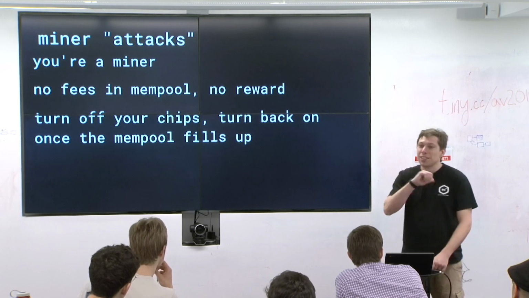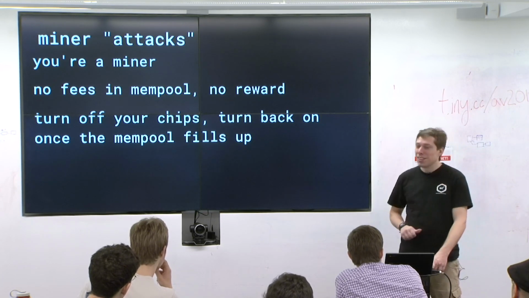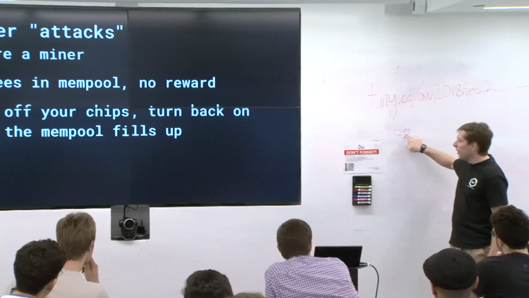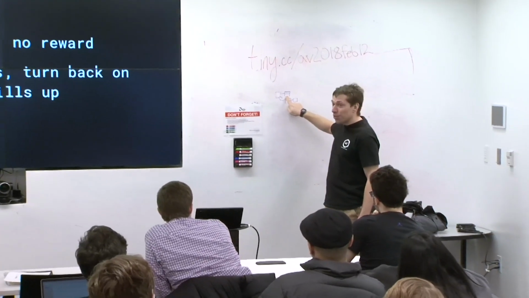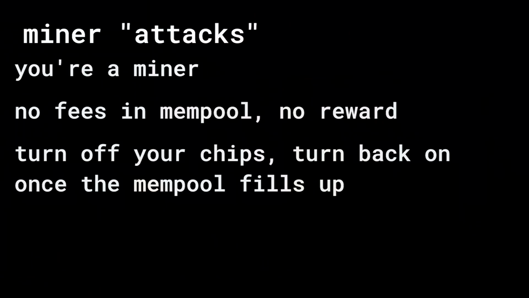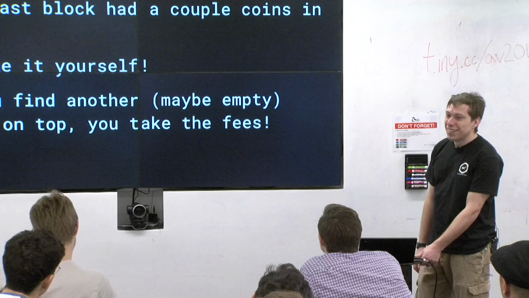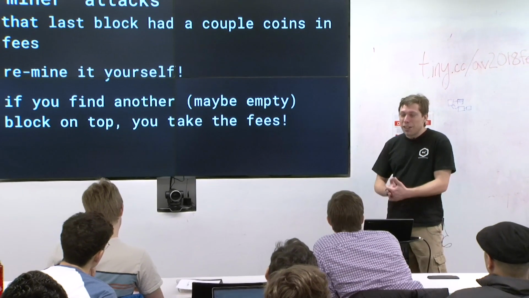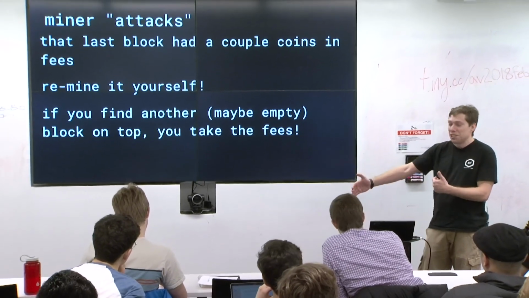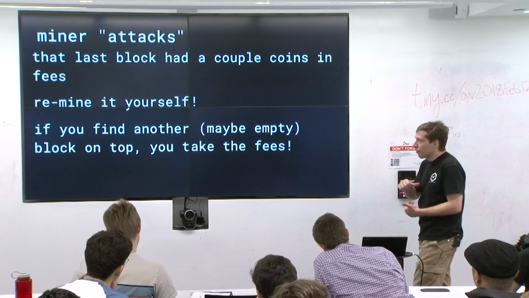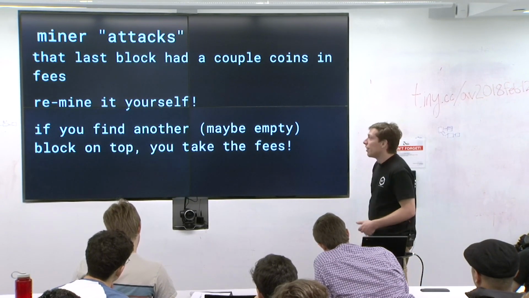You go back to the past. You mine the past transactions, right? Okay, someone mined a bunch of transactions here, and they got 2 Bitcoins. Those are 2 Bitcoins I could have mined, right? So that last block had a couple coins in fees. I'm going to remine it. I'm not getting anything if I mine, if I continue the chain and make progress, I get no money. But if I try to snipe the last guy's mining, I might be able to take his money.